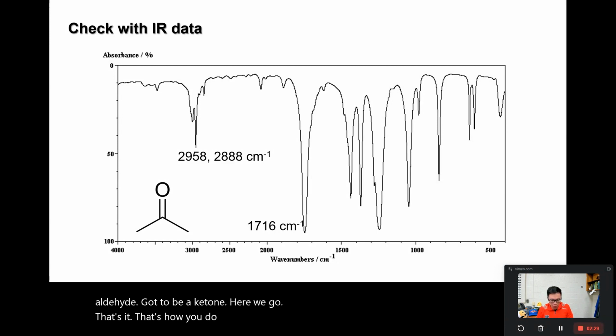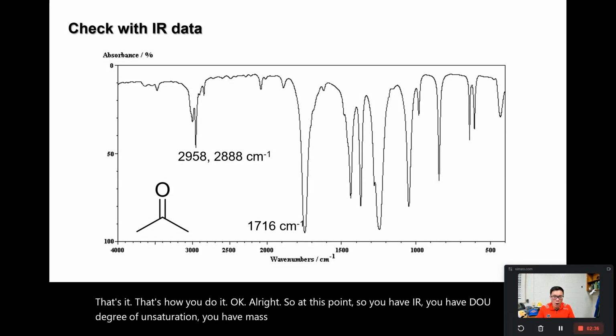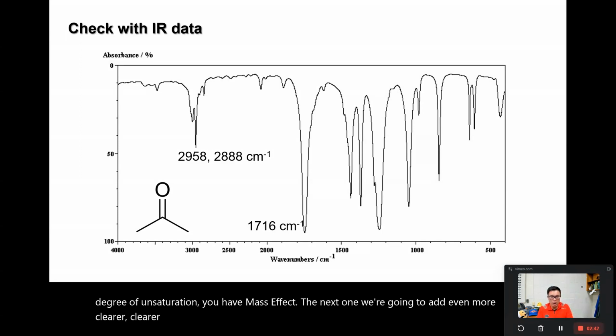That's it. That's how you do it. Okay. All right. So at this point, you have IR, you have DOU, degree of unsaturation, you have mass spec. The next one, we're gonna add an even clearer technique we call carbon NMR, nuclear magnetic resonance. All right. I'll see you in class.